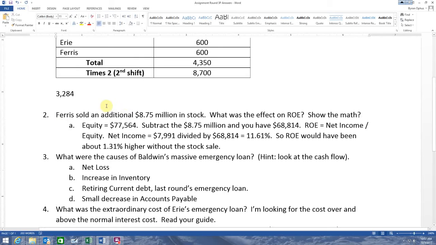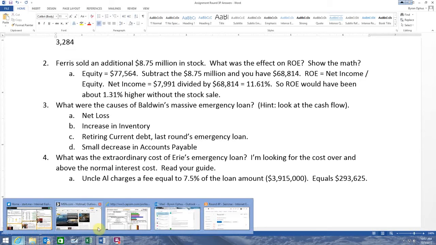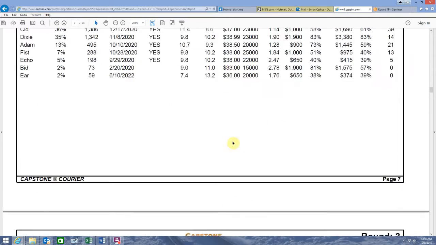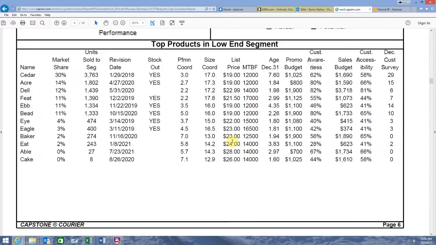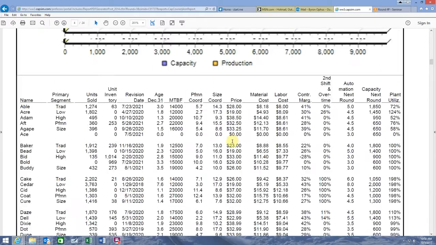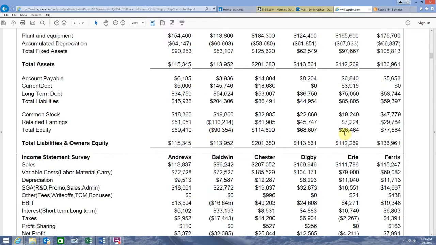Okay, question 2. Ferris sold an additional $8.75 million in stock. What was the effect on ROE? Show the math. So its equity had been $77,564,000, or that's what it actually was. So let's go up to the balance sheet. Gosh, why do I always make these so I got to jump around? So the balance sheet, right, it's equity, $77,564,000.